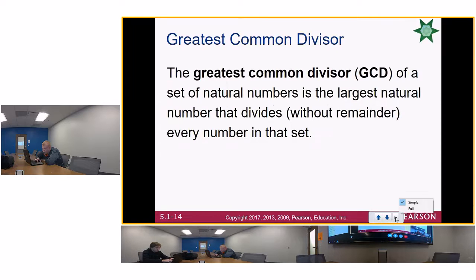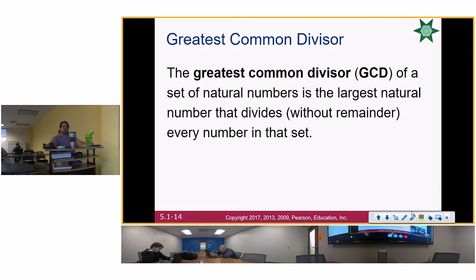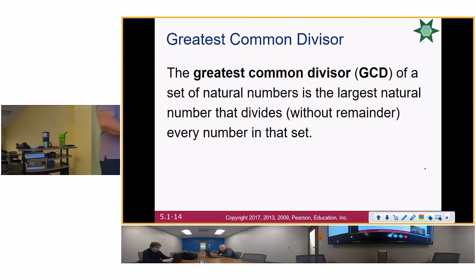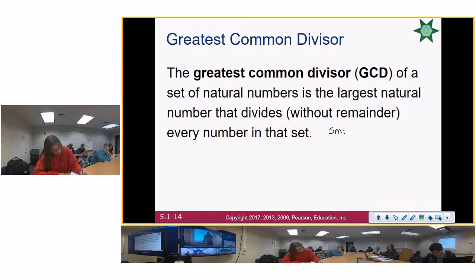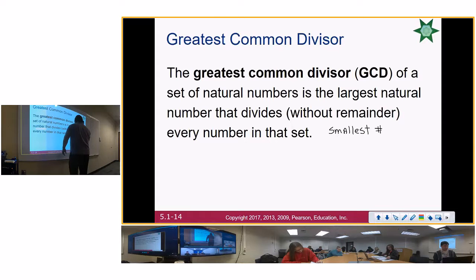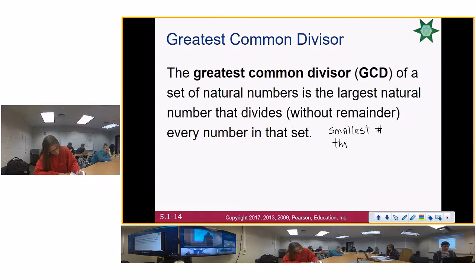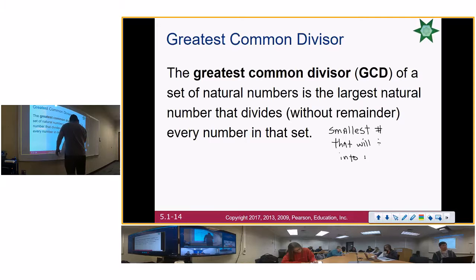Greatest common divisor is the smallest number. Write down the smallest number that will divide into a set of numbers.